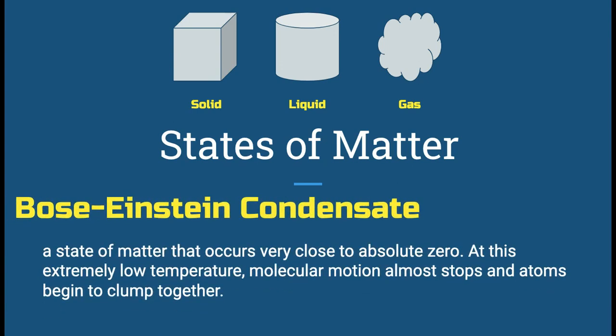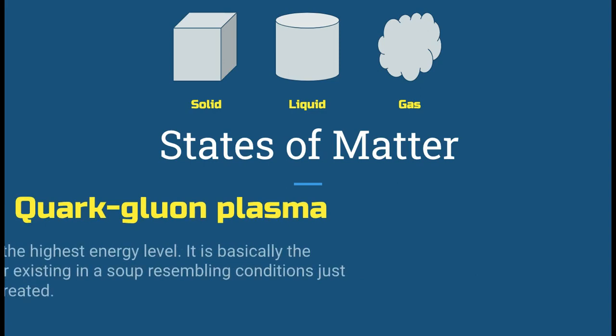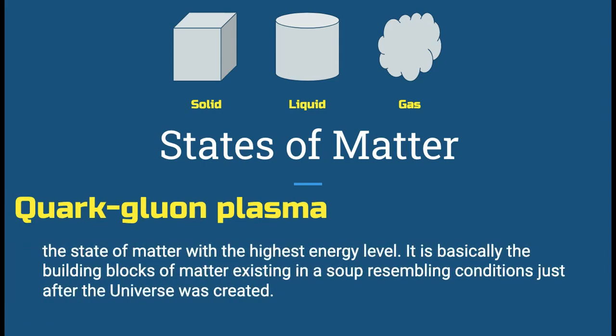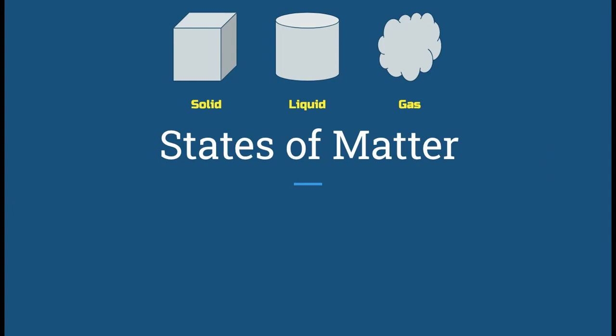A Bose-Einstein condensate might have been something that you learned in your chemistry class. And this is a state of matter that is around absolute zero. And remember, absolute zero is when the particles inside of anything stop moving. But there's also what's known as a quark-gluon plasma. This is what physicists believe was happening at the start of the universe.